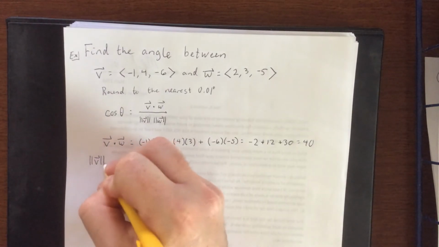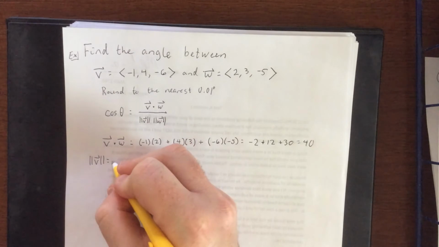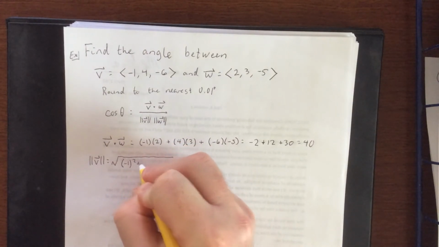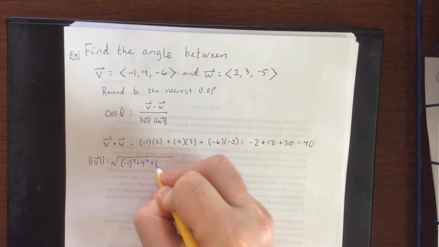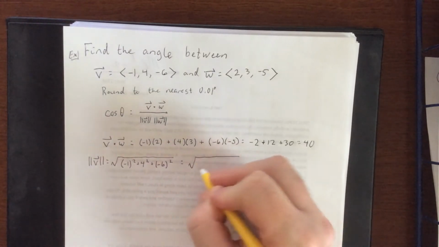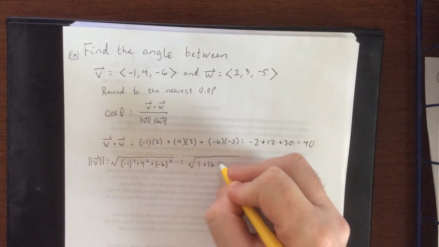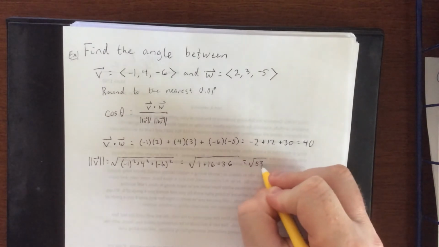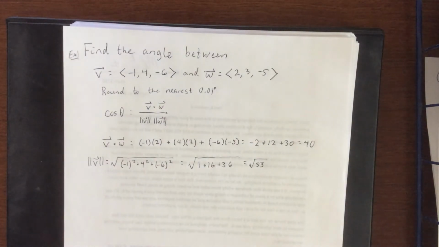We'll start with the magnitude of v. Magnitude of v is going to be the square root of the sum of the squares of the components of v. So we will be squaring -1, 4, and -6. That is 1, 16, and 36, which by my calculation would be the square root of 53.